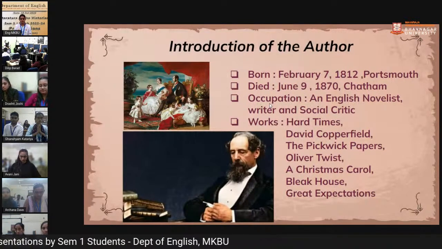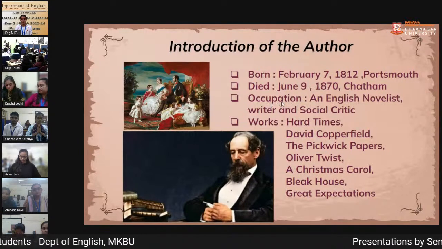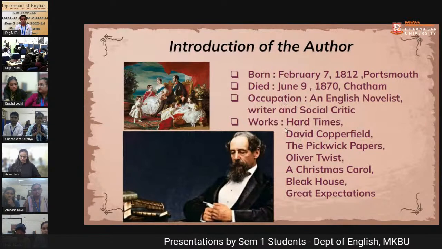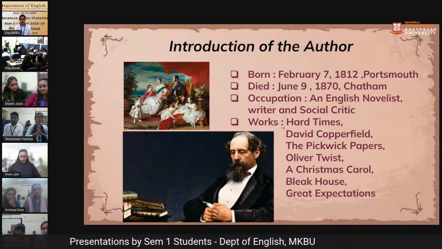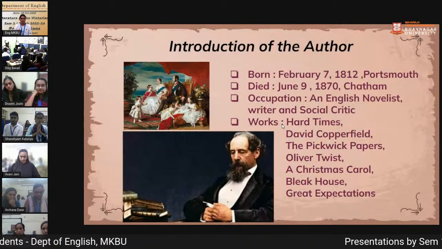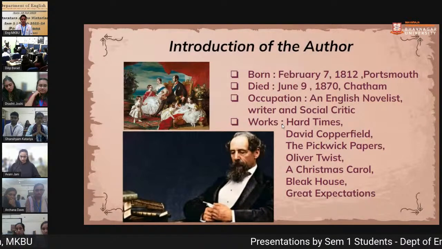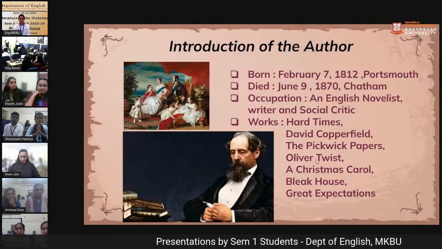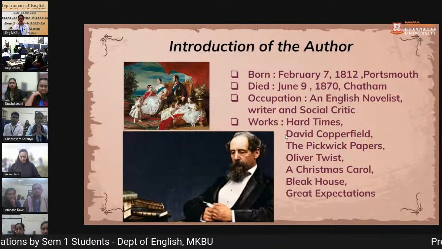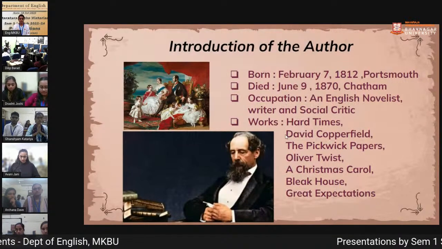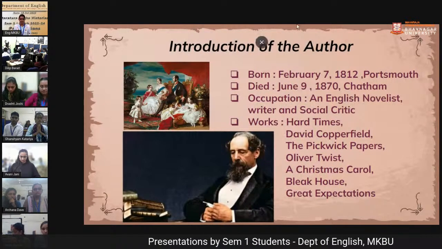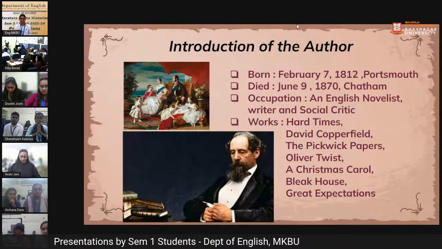He worked as a journalist and wrote on social and political affairs. Among Charles Dickens' works are novels like Hard Times, David Copperfield, The Pickwick Papers, Oliver Twist, A Christmas Carol, Bleak House, Great Expectations.